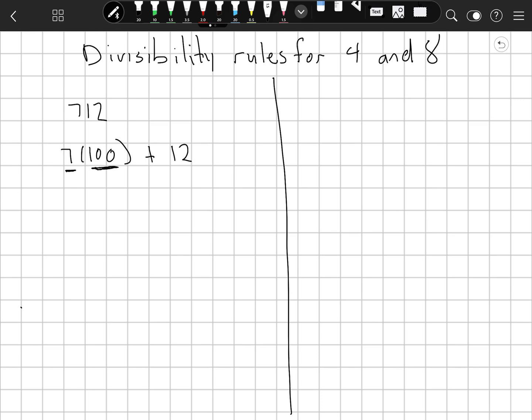Now, if there were 700s, 4 would divide up evenly 7 times. So this whole part of this expression here is divisible by 4. So all we need to know is whether this part of the expression is divisible by 4. And 12 divided by 4 is 3, so it does work. So 712 happens to be divisible by 4 exactly.